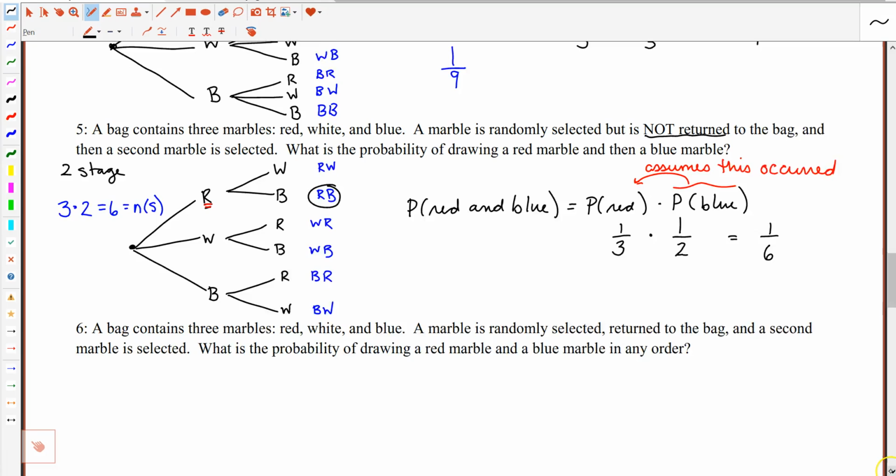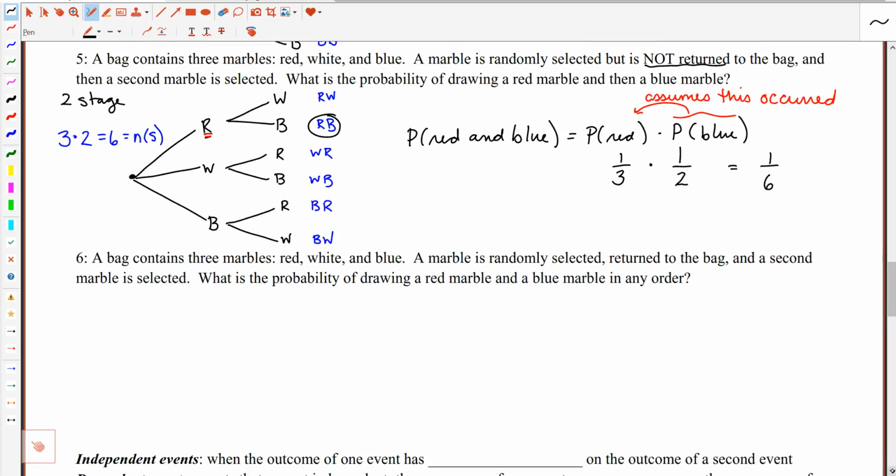So just to kind of change things up one more time, a bag contains 3 marbles, red, white, and blue. A marble is randomly selected, returned to the bag, and then a second marble is selected. What is the probability of drawing a red and a blue marble in any order? Now that's the sort of language that you would be looking to see to appreciate. I'm not looking for the red to happen first and then the blue to happen second. I'm looking for it to be red and blue somehow at the end of the experiment.